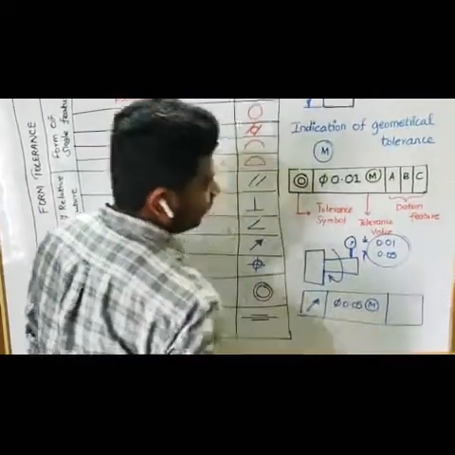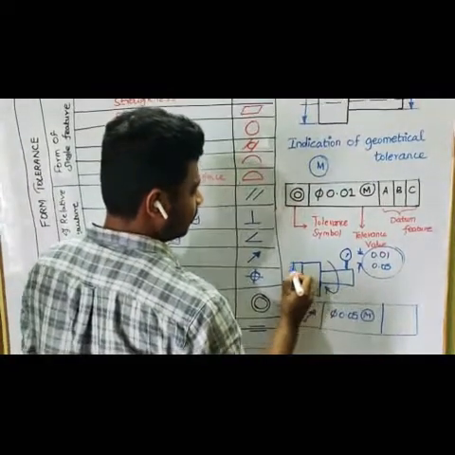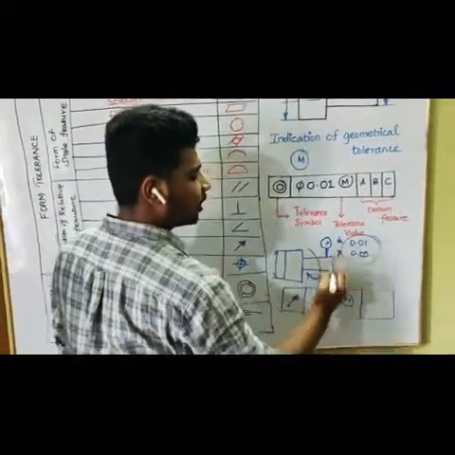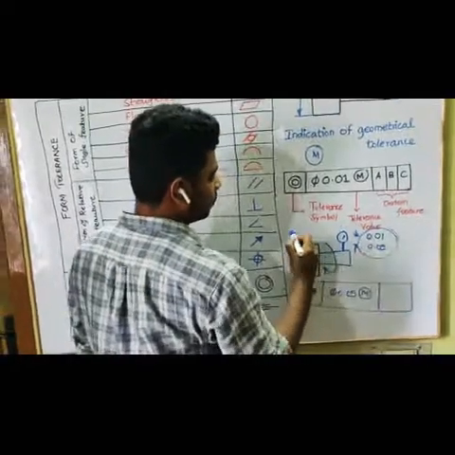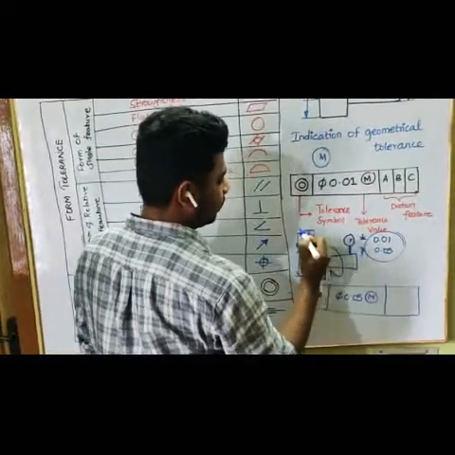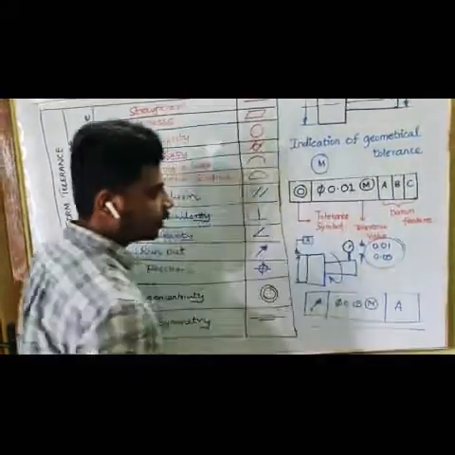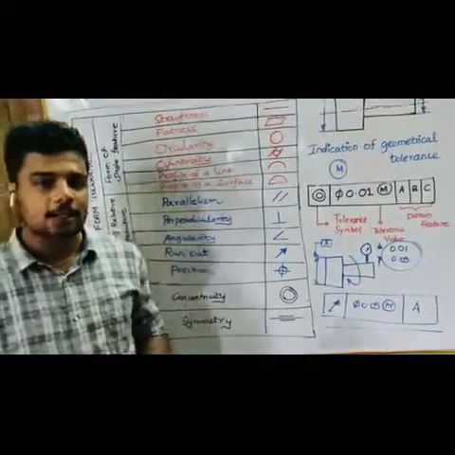Then, for which you are taking the reference: I am going to take this as a reference. With this as a reference, I am going to check the runout here. This is indicated by the upper triangle A, the datum feature. That datum feature I can mention here. This is how you have to indicate your geometrical tolerances.